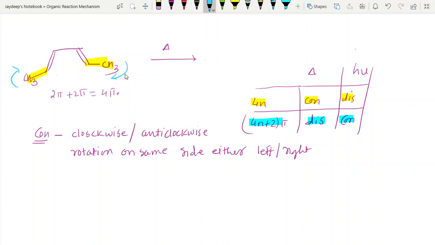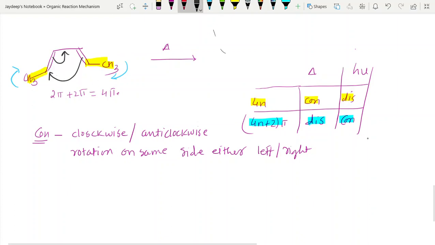So this type of rotation, either clockwise or anti-clockwise, is always known as conrotatory. Always known as conrotatory. So what is happening here? When this particular bond migrates here and this bond goes here, the four member ring will be formed. This particular second carbon is going to join with the fifth carbon, so a cyclic ring is formed.